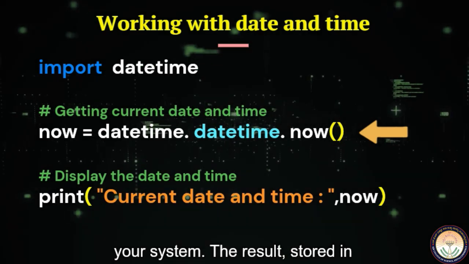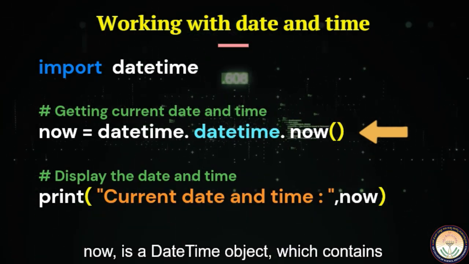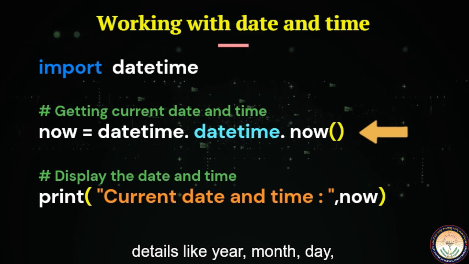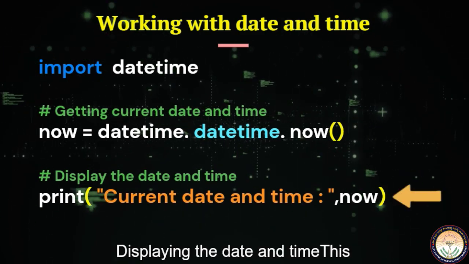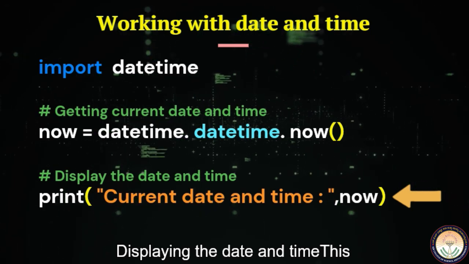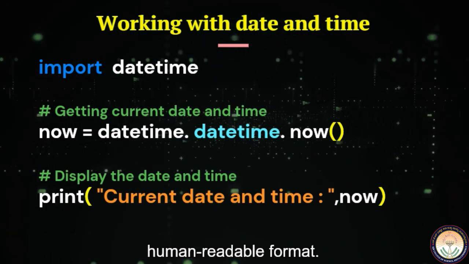The result, stored in now, is a datetime object, which contains details like year, month, day, hour, minute, and second. Displaying the date and time. This prints the current date and time in a human-readable format.